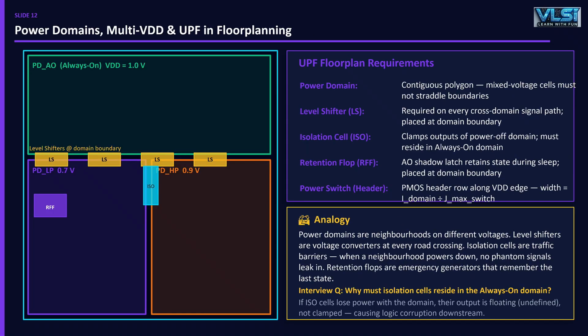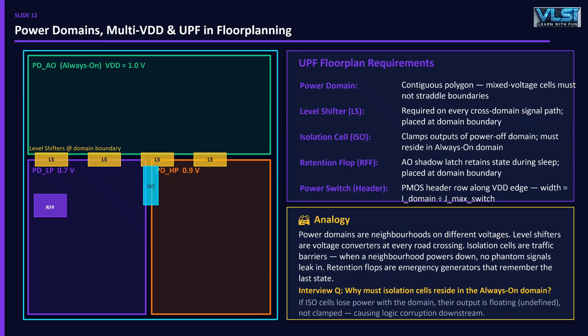Now let's move into something that modern chips absolutely depend on, power domains. Imagine your house. Do you keep all rooms powered at full brightness all the time? No, your bedroom, kitchen, hallway, each has different power needs. Sometimes you even switch off entire rooms to save energy. That's exactly what happens inside a chip. Different blocks operate at different voltages and power states. These are called power domains.